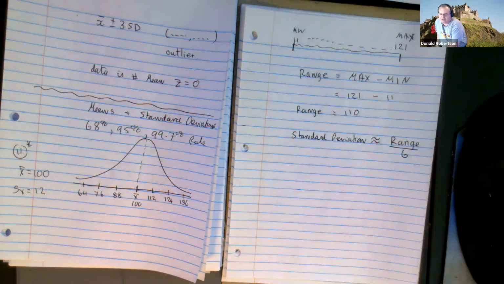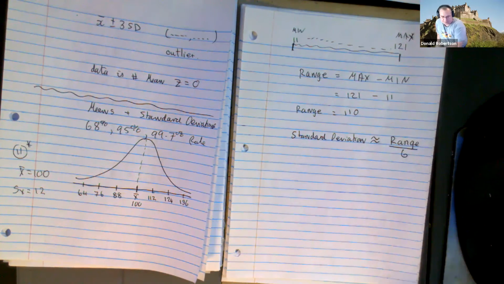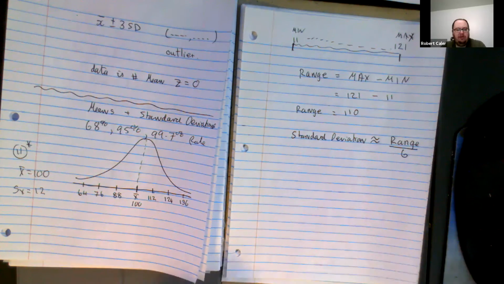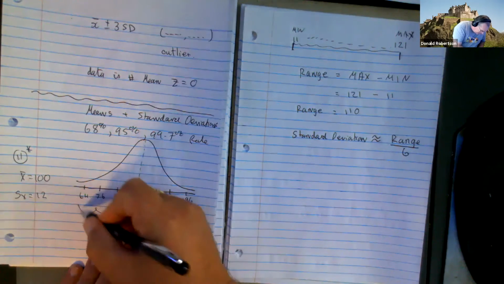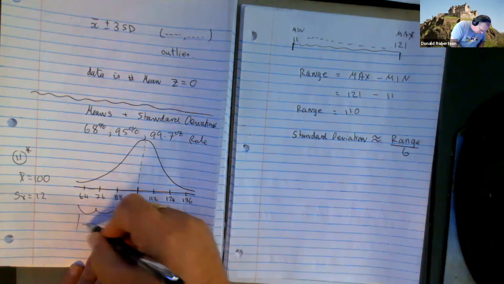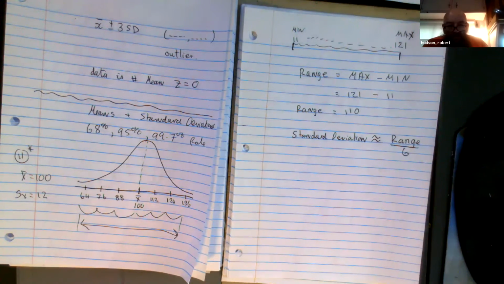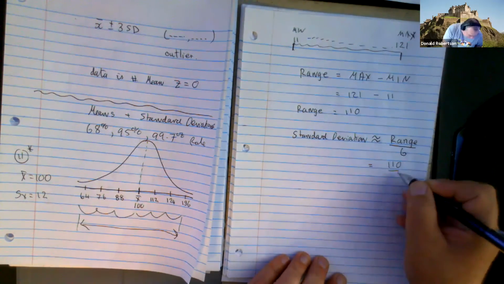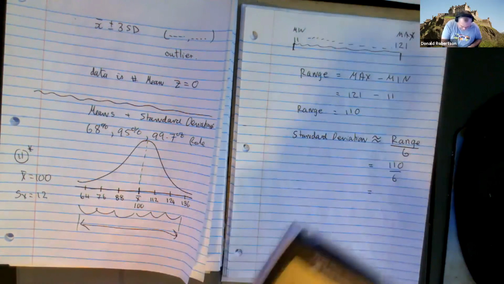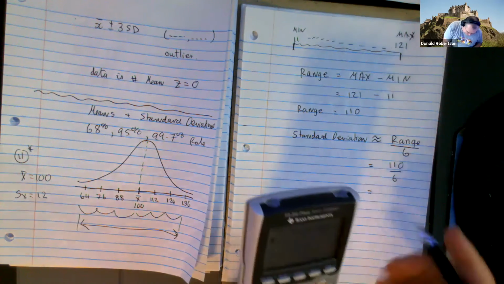Why would you divide by 6, not 2 or 4 or 44? What's the significance of the 6? Number of different intervals. Yeah, do you see 1, 2, 3, 1, 2, 3? Isn't there 6 standard deviations from the start to the finish? So in this case, it'd be 110 divided by 6. If I wanted to get an approximate answer for the standard deviation, it's about 18.3.